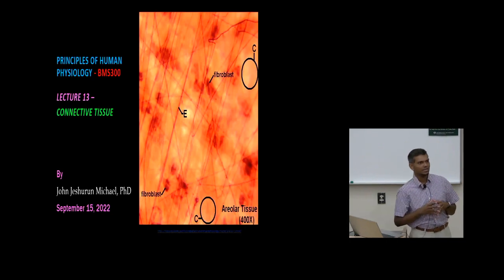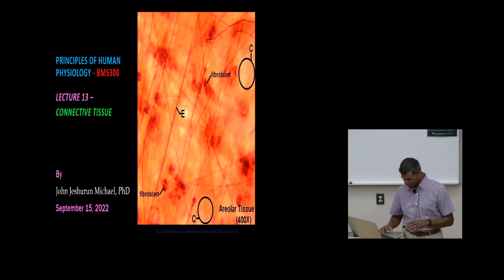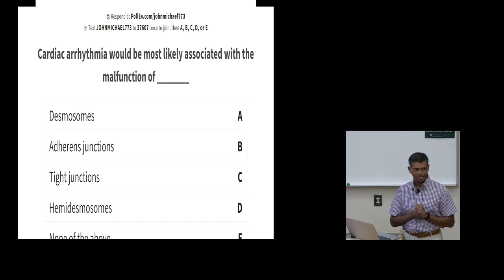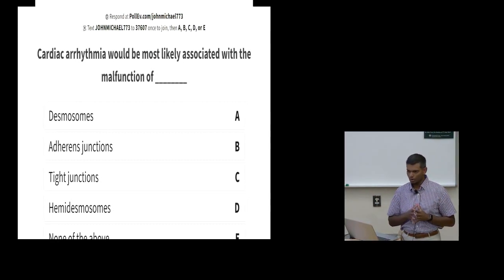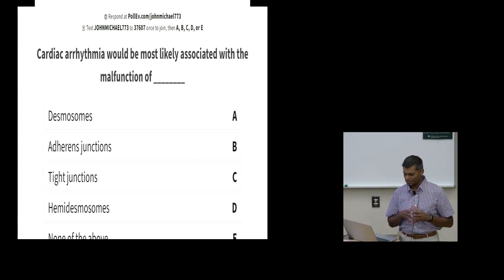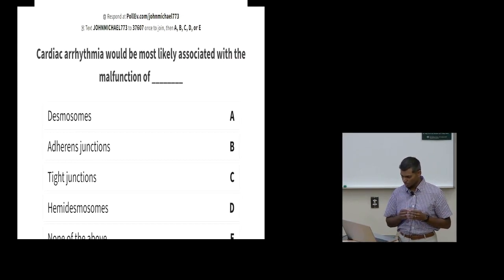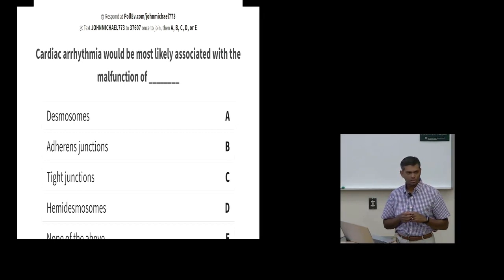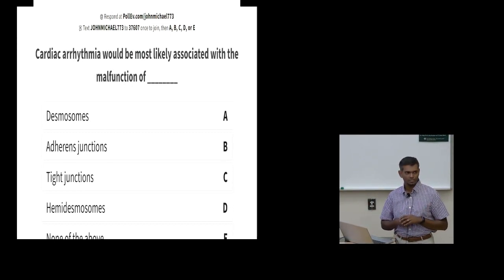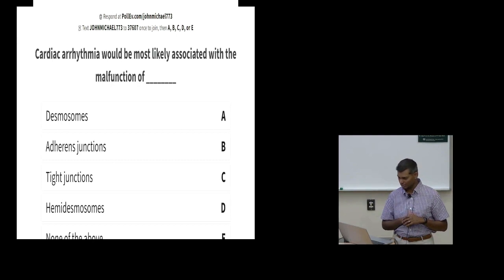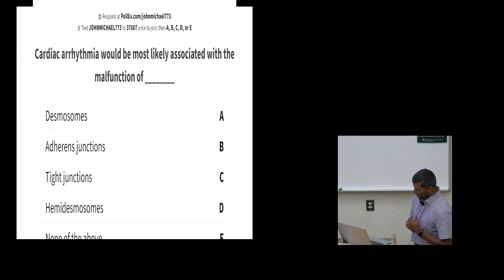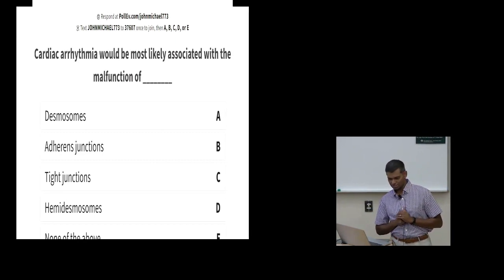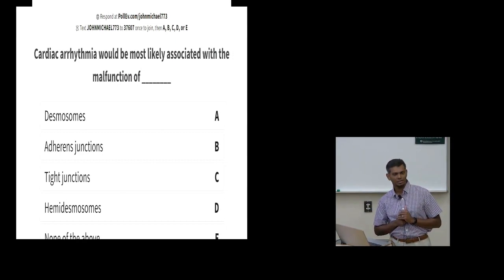We'll be talking about the connective tissue, and I have a couple of questions for you before we get started. We're going to review what we discussed yesterday on different types of cell junctions. So if you were to have cardiac arrhythmias, the malfunction of which of the following cell junctions could most likely lead to cardiac arrhythmia? Would it be a dysfunction of desmosomes, adherens junctions, tight junctions, hemidesmosomes? None of the above.